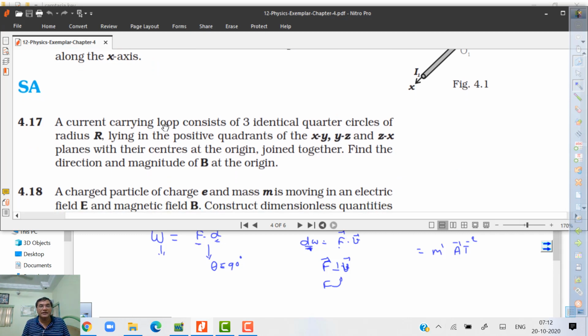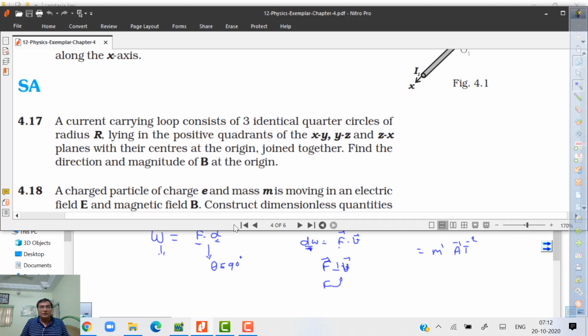We solve certain problems. ધારો કે આ problem છે. A current carrying loop consists of 3 identical quarter circles of radius r lying in the positive quadrant of xy, yz and zx plane with their center at the origin joined together. Find the direction and magnitude of B at the origin. તો આને આપણે ડ્રો કરીએ એટલે વધારે આઈડિયા આવી જશે.